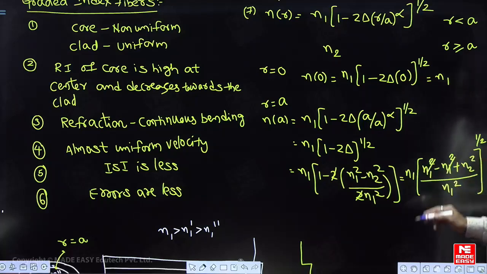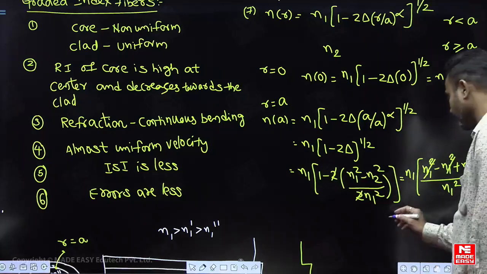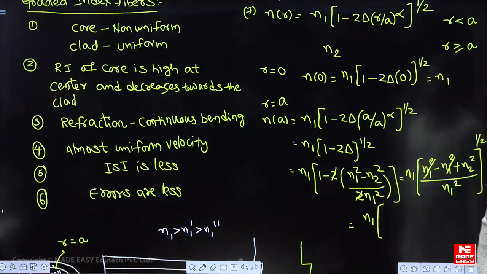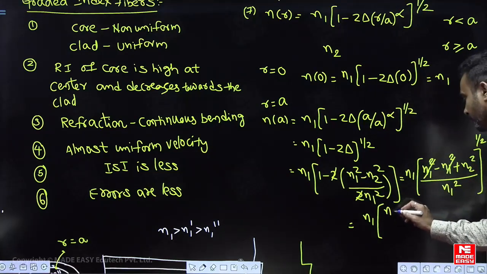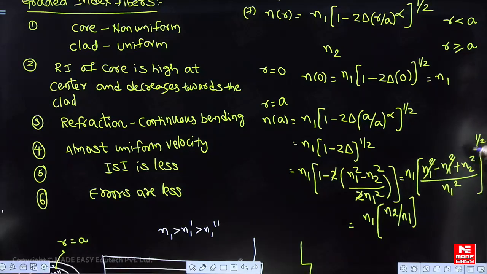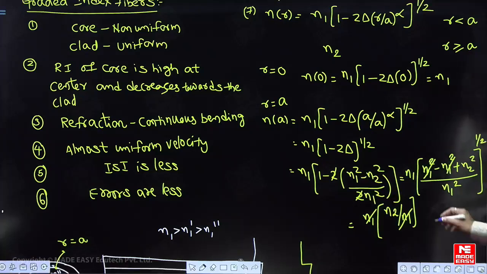Now this one and this one will get cancelled out with each other, n1 and n1 will get cancelled out, so n1 square minus n1 square. So this value is equal to n1 into, just observe carefully, n2 by n1 of whole square. This whole square and 1/√2 will be cancelled out, n1 and n1 are also cancelled out, then the net resultant output value that you are getting is equal to n2.